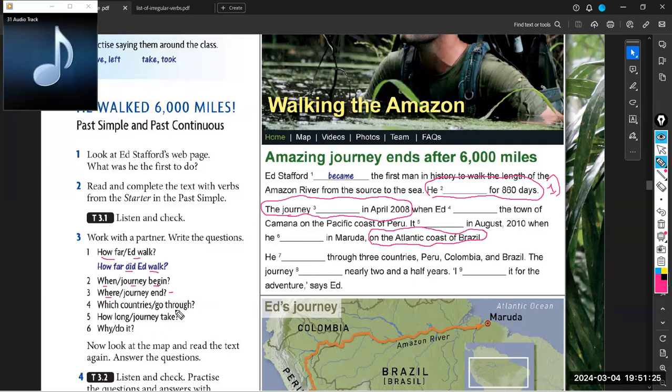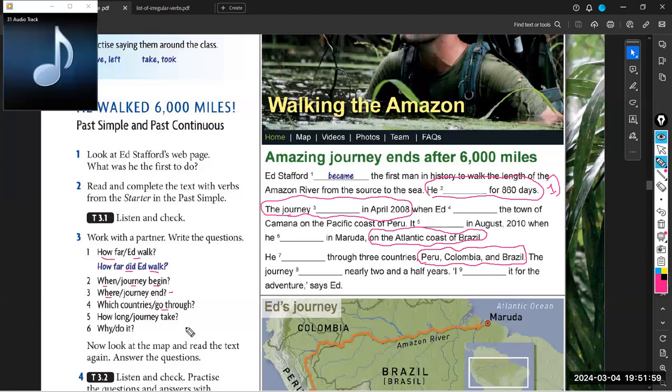Now 4. Which countries did he go through? Did he go through, right? So the full question is: which countries did he go through? He went through 3 countries. Exactly. Peru, Colombia, and Brazil. So these are the 3 countries he went through.